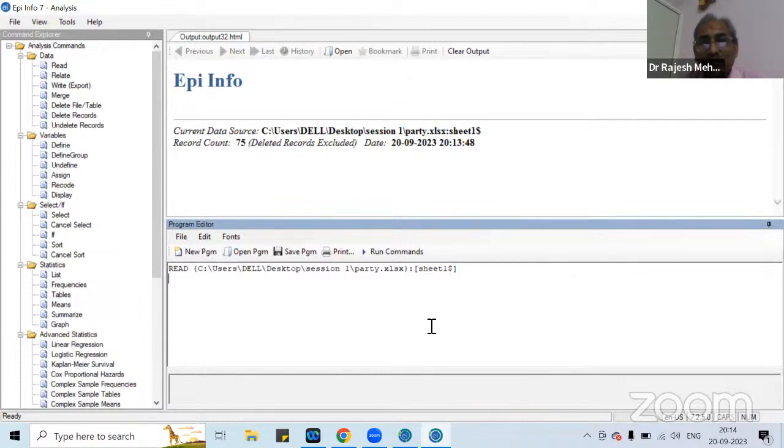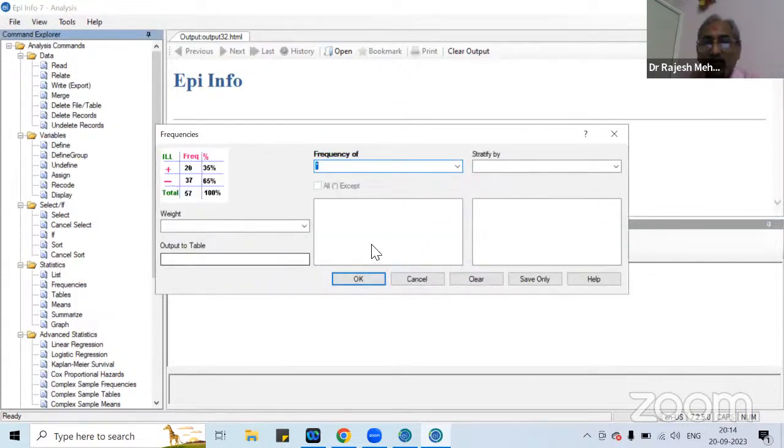Yeah. So, 2 commands we learned yesterday. Today we'll be going for the 3rd command of means. Here, first, let's go for frequency.